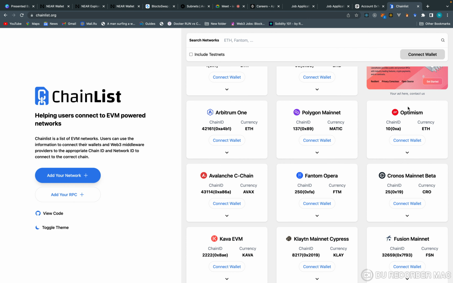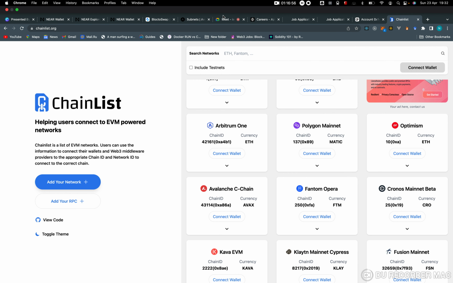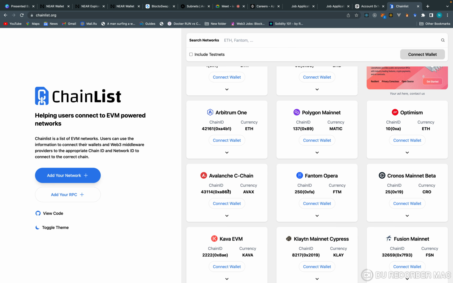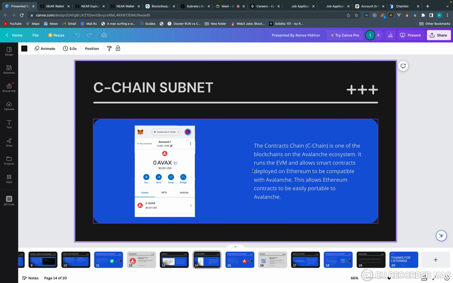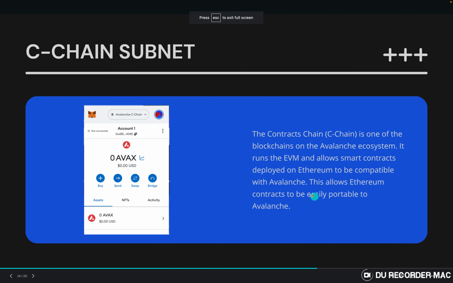You can add Polygon, Optimism, Cronos, Fantom, Avalanche, Arbitrum, anyone. They are all EVM chains right here, and this is one of the blockchains on the Avalanche ecosystem. This is just one of the blockchains, but it's the main chain that people usually use. So let's get back to the slides. Yeah, so that is it about Avalanche. Let's look at the comparison with Ethereum.